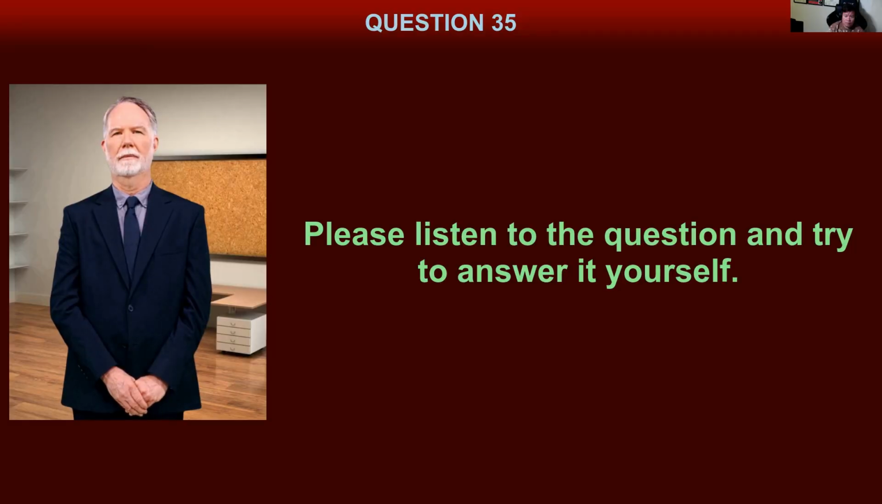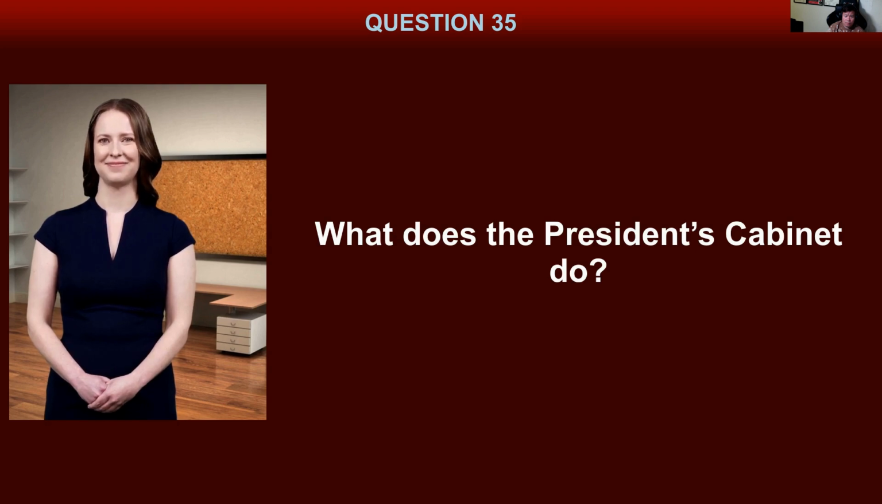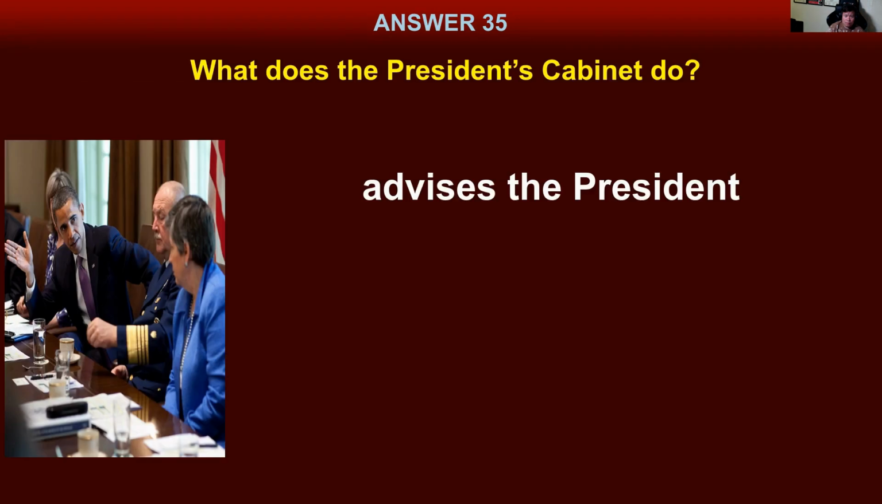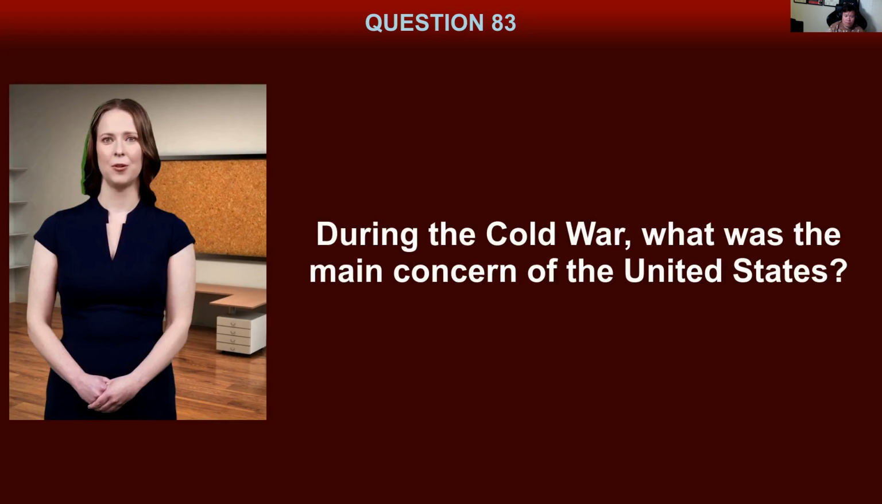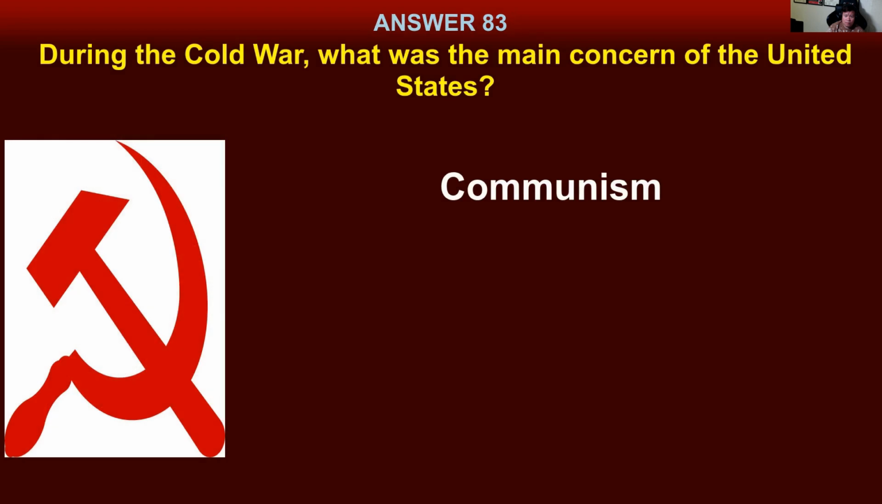What does the president's cabinet do? Advises the president. During the Cold War, what was the main concern of the United States? Communism.